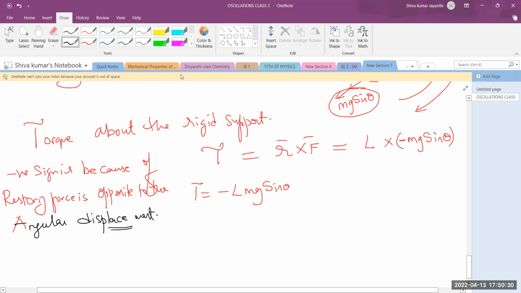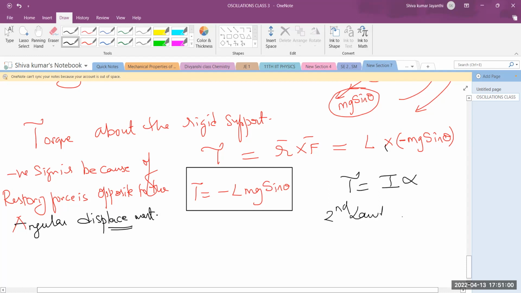So now tau is equal to minus L mg sin theta. Now we know from first year intermediate, the earlier chapter, rigid body dynamics, rotatory motion, that torque has another equation: it is equal to moment of inertia into alpha, where alpha is the angular acceleration. This is nothing but Newton's second law of motion.